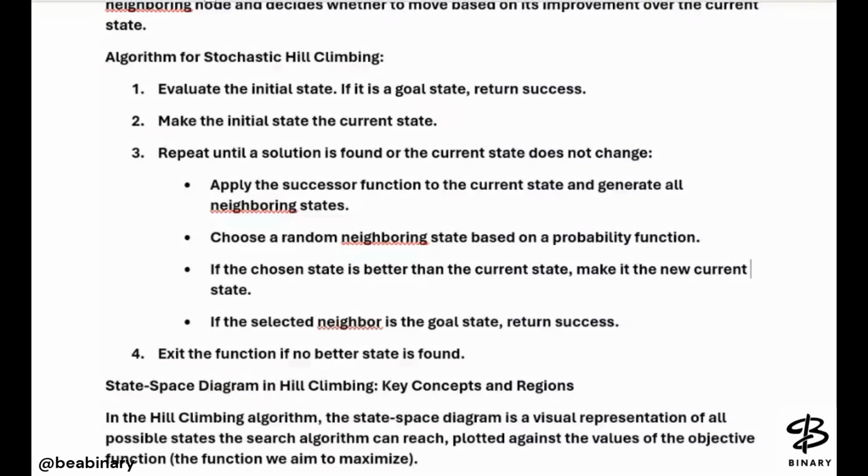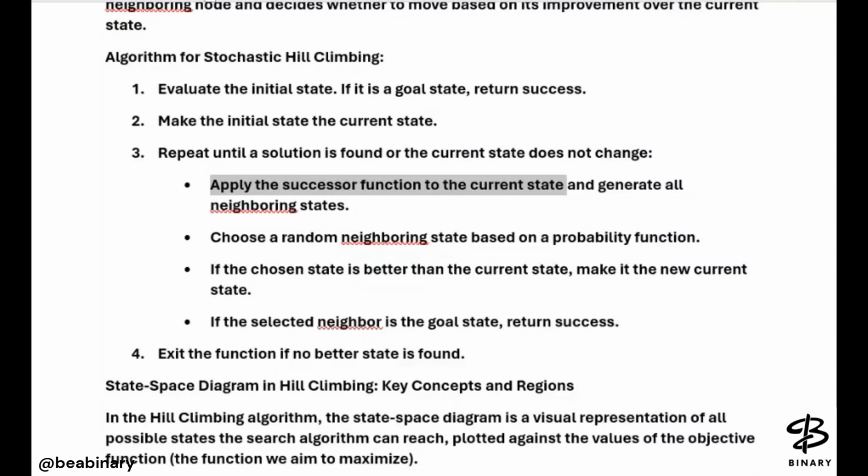Then repeat until a solution is found or the current state does not change. Again, this looping step is the same. Now, how does it work? It works on the successor function. Apply the successor function to the current state and generate all neighboring states.